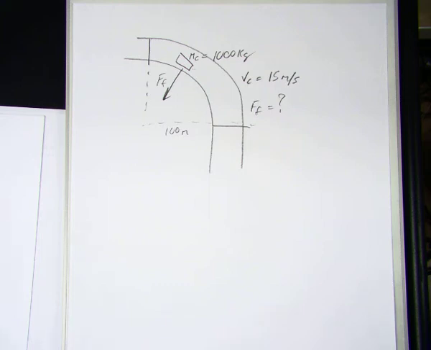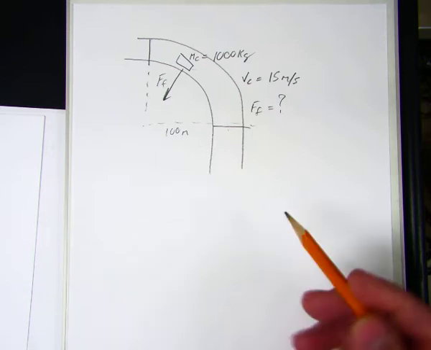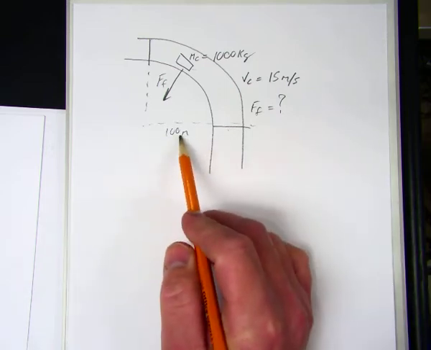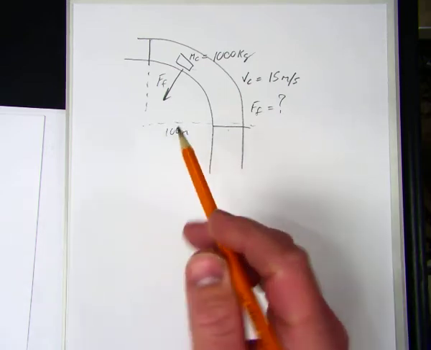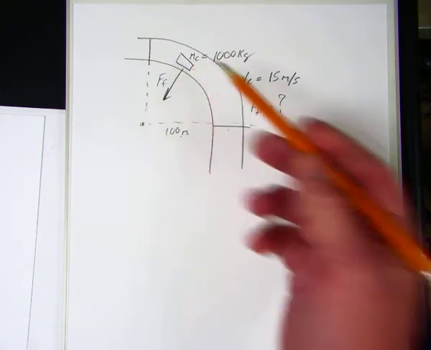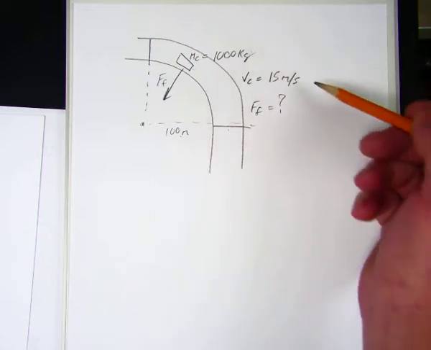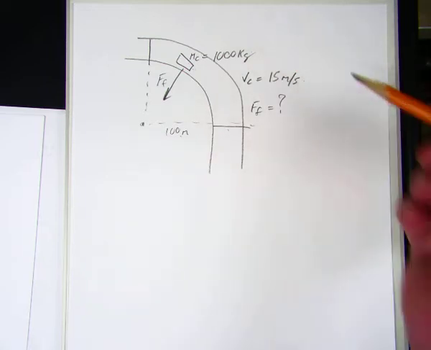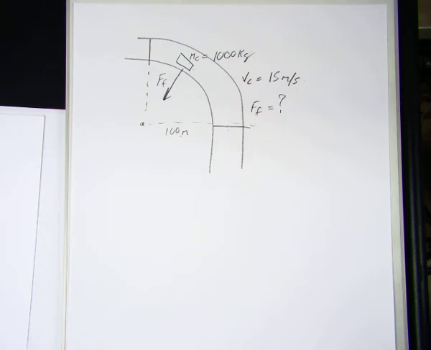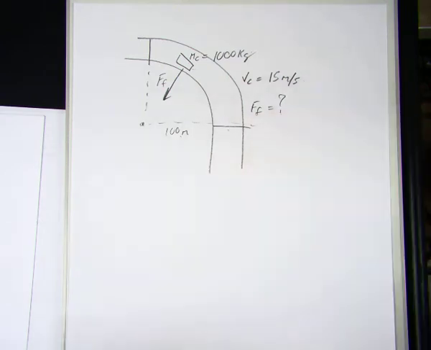All right, so we had this problem, and the problem was that we had a car going around a curve. The curve has uniform radius. The radius of the curve is 100 meters. So the distance from the center of the curve to the car is 100 meters. We know the mass of the car is 1,000 kilograms. The velocity of the car is 15 meters per second, and that's its tangential velocity. And we want to know what the force of friction from the tires is.